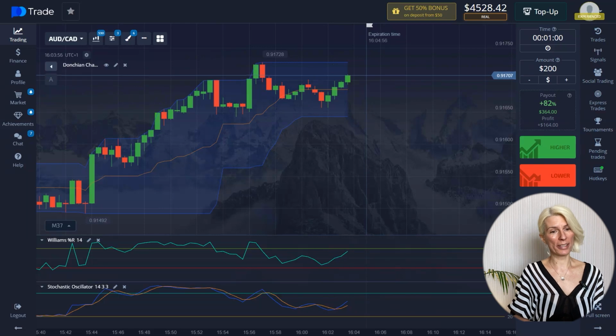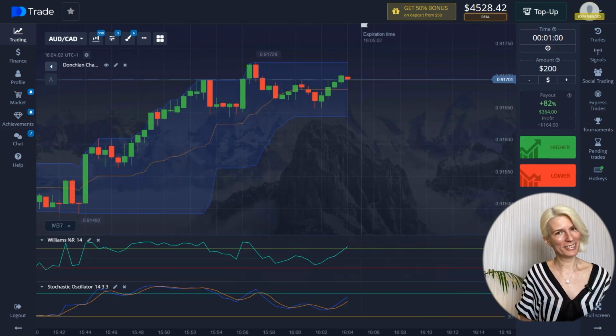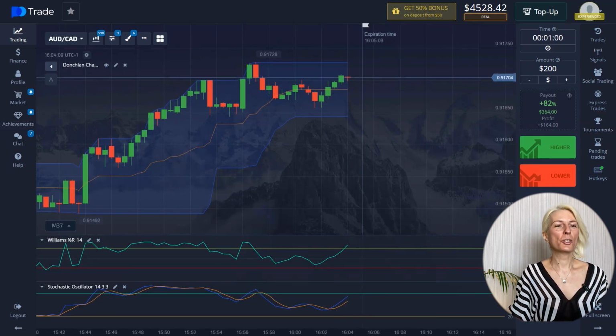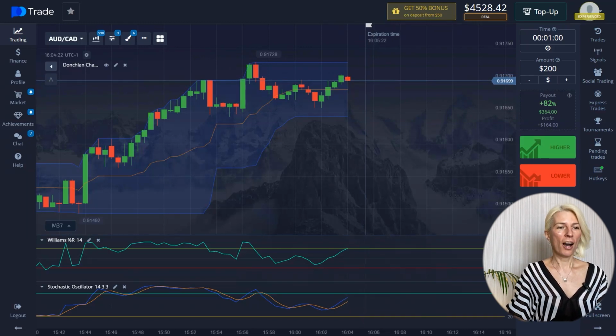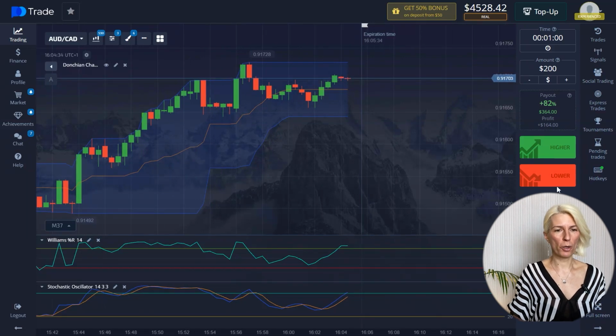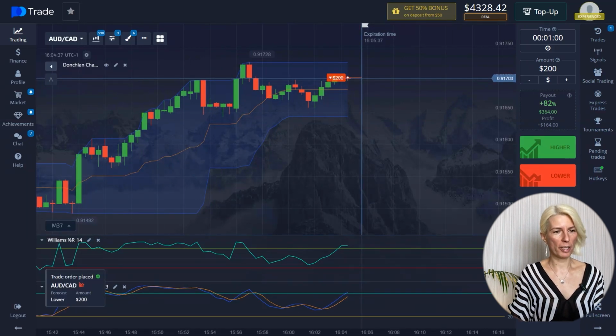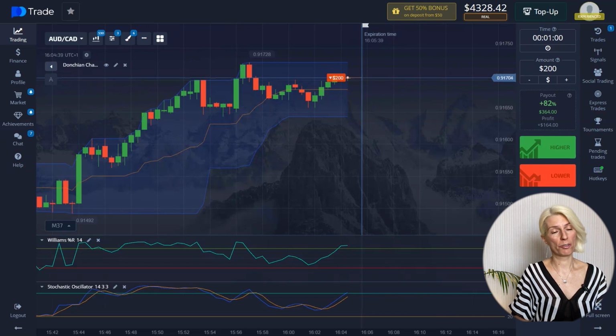$164 added to our balance. Isn't that wonderful? Let's continue. As we can see now, the growth has stopped and some price decline begins, accompanied by fluctuations. When a new candle appears, I open a trade for the movement of price below, for 1 minute, the amount is $200.